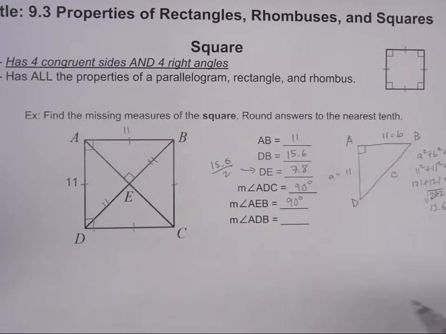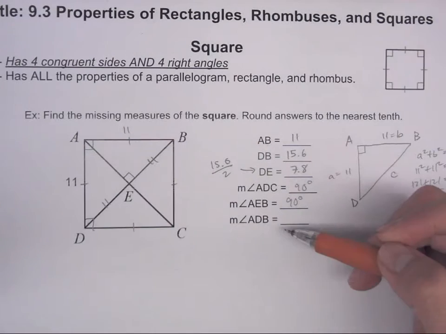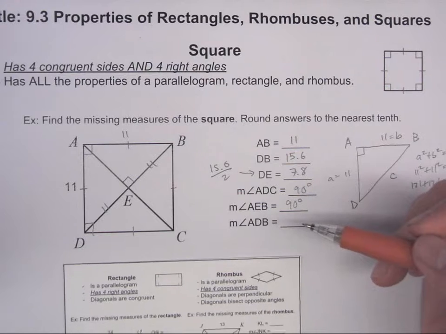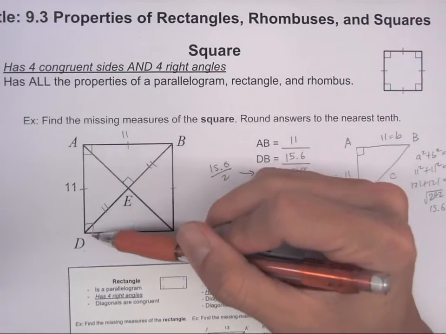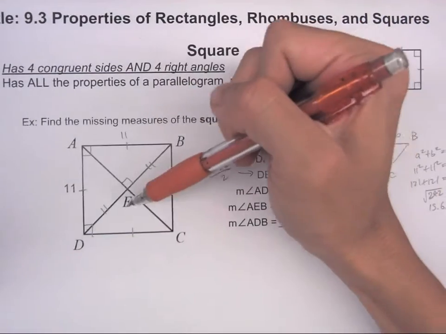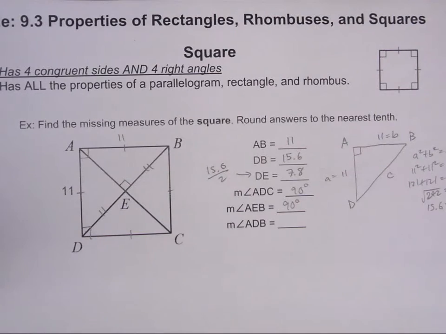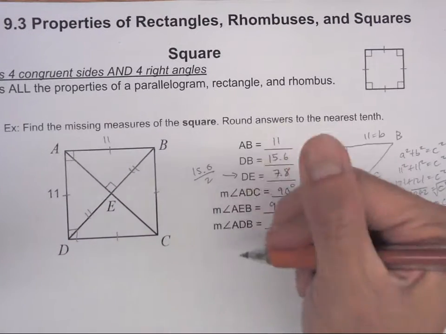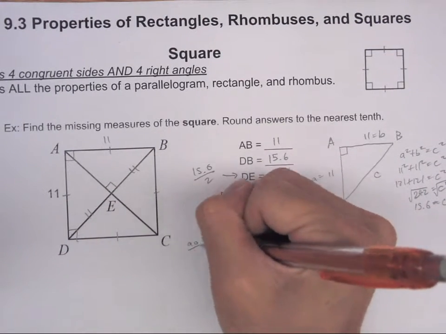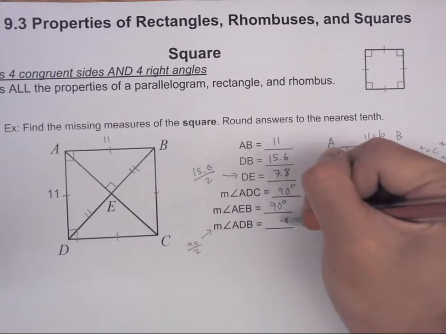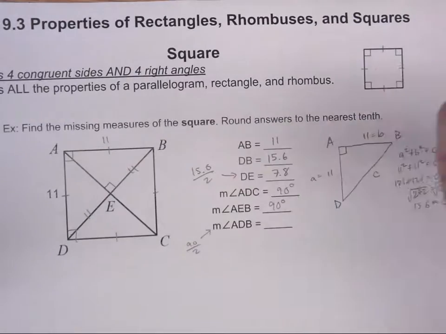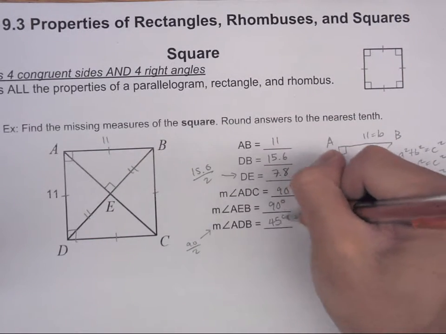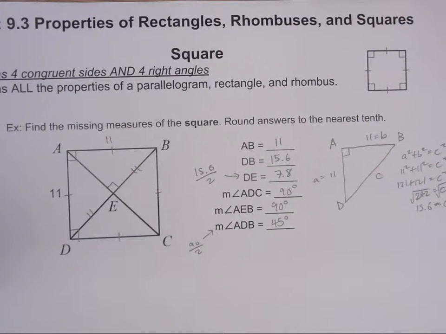And the last one, the measure of angle ADB. So what we also know about a rhombus is that diagonals bisect opposite angles. So if they bisect opposite angles, that means it's splitting the 90-degree angle into two equal parts. So this right here is going to be 90 divided by 2. So that means this angle ADB and BDC and all those, they're all going to be 45 degrees.